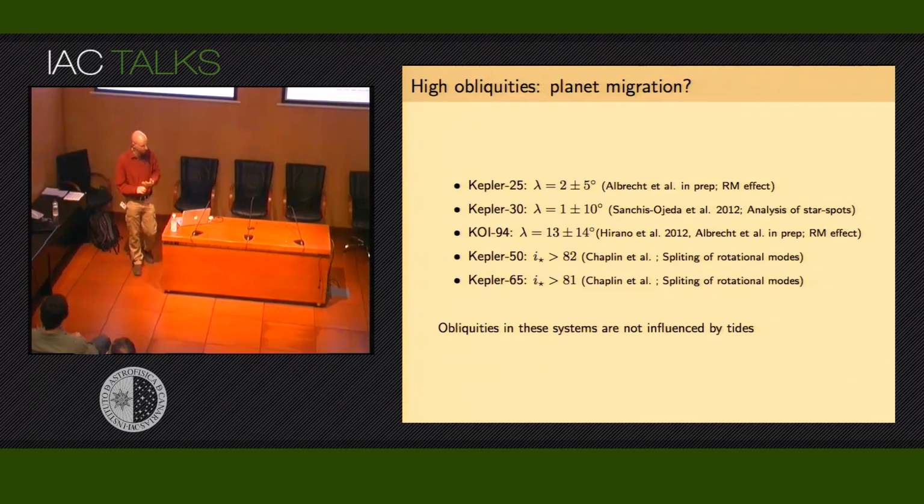And then there have been two other measurements, not of the projected obliquity, but of the inclination using astroseismology and the splitting of modes. And all of these 5 measurements give good alignment. Also, because either the planets are far out or they're very small, it's unlikely that these systems have been influenced by tides.